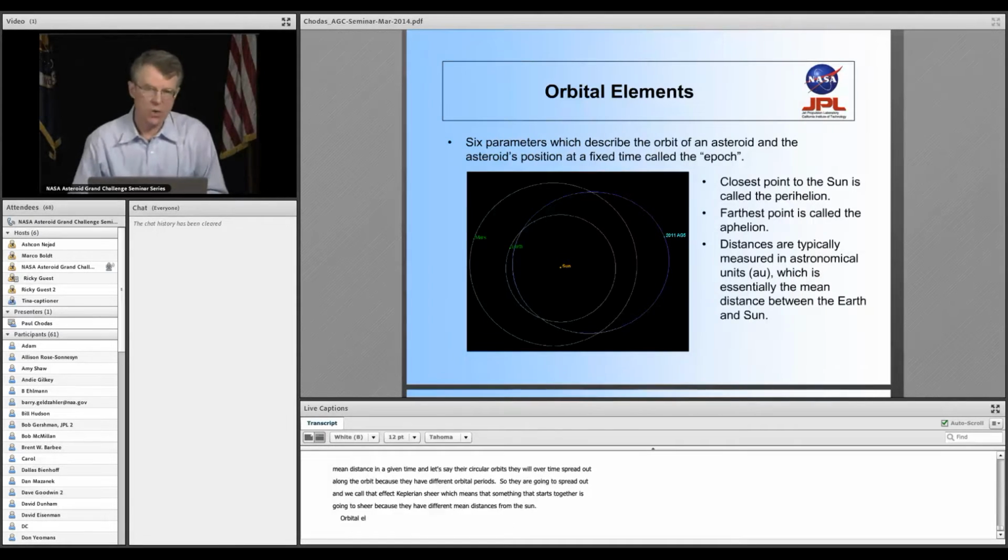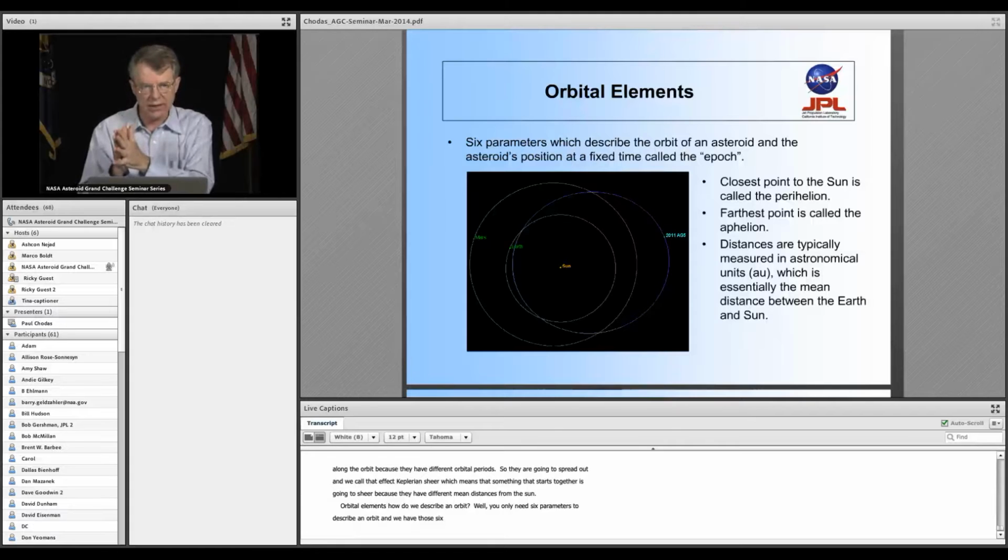Orbital elements. How do we describe an orbit? Well, you only need 6 parameters to describe an orbit. And we have those 6 parameters at a fixed time, which we call an epoch, because, as I'll explain in a minute, those parameters slowly vary.